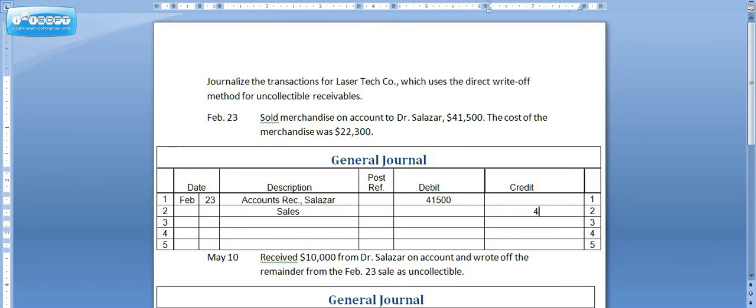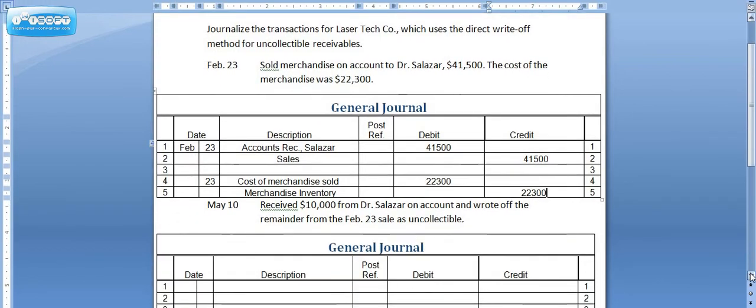Okay. Then our second entry is to update the merchandise inventory account. And so we do that by debiting cost of merchandise sold for the $22,300 cost to us of that merchandise, and we credit merchandise inventory to show that the merchandise inventory account is going down by $22,300.